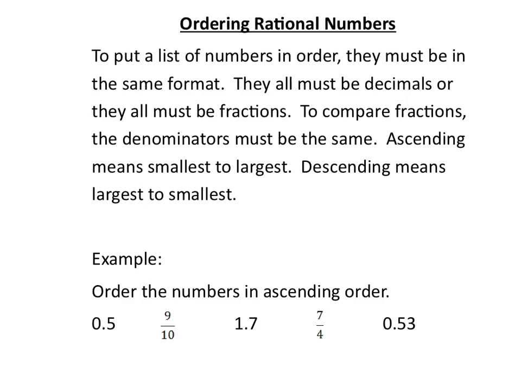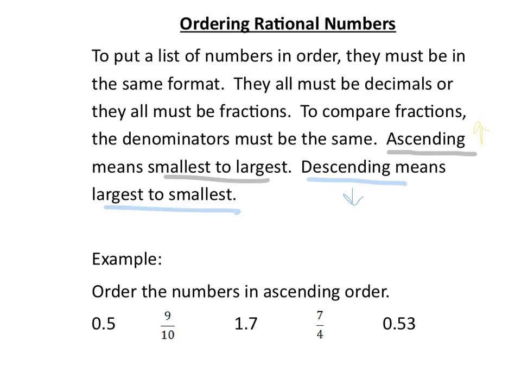Now that we know how to convert fractions to decimals and decimals to fractions, you can now be given a list of numbers and be able to put them in order either from least to greatest or greatest to least. Note that I gave you what ascending means and what descending means. Okay, descending means go down, ascending means go up.